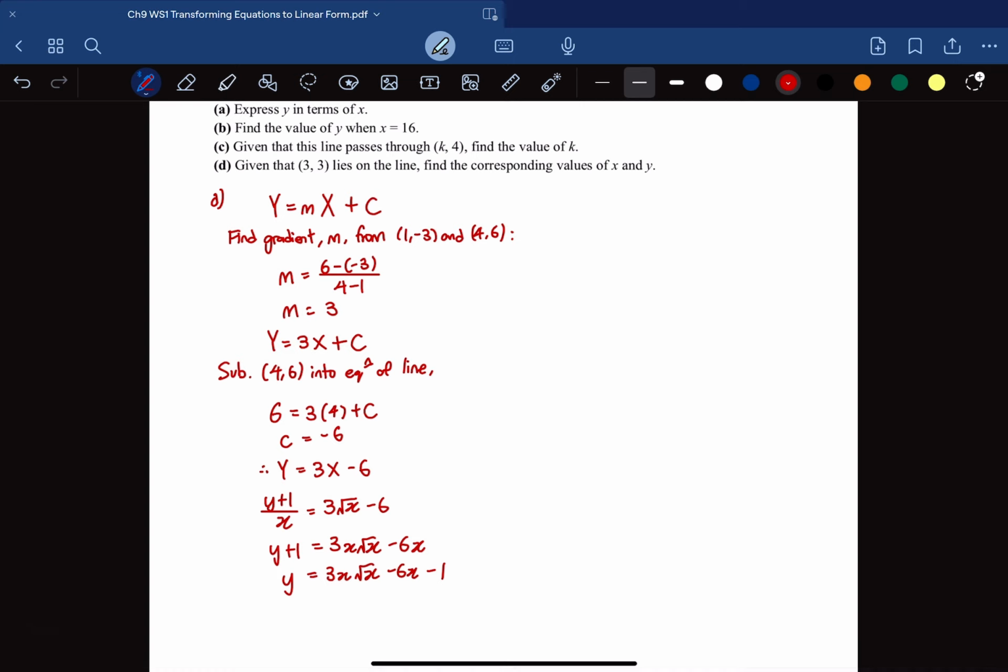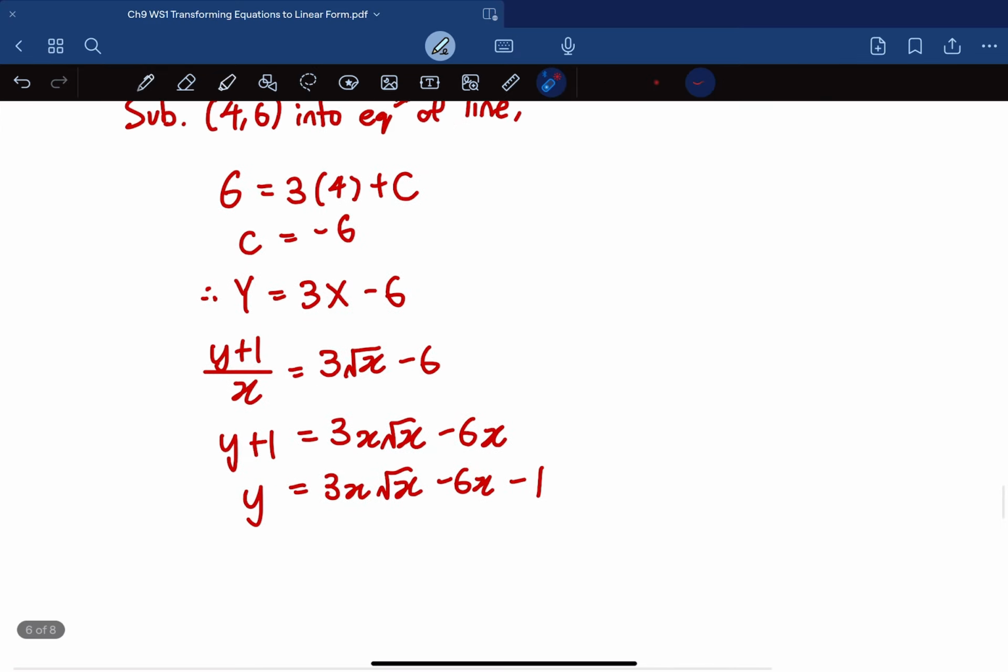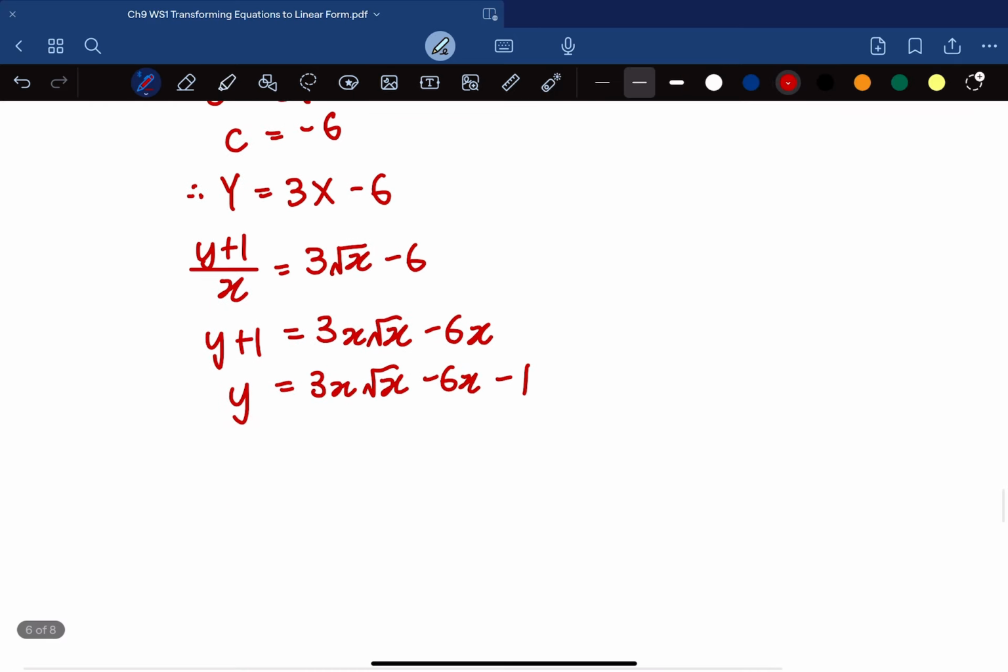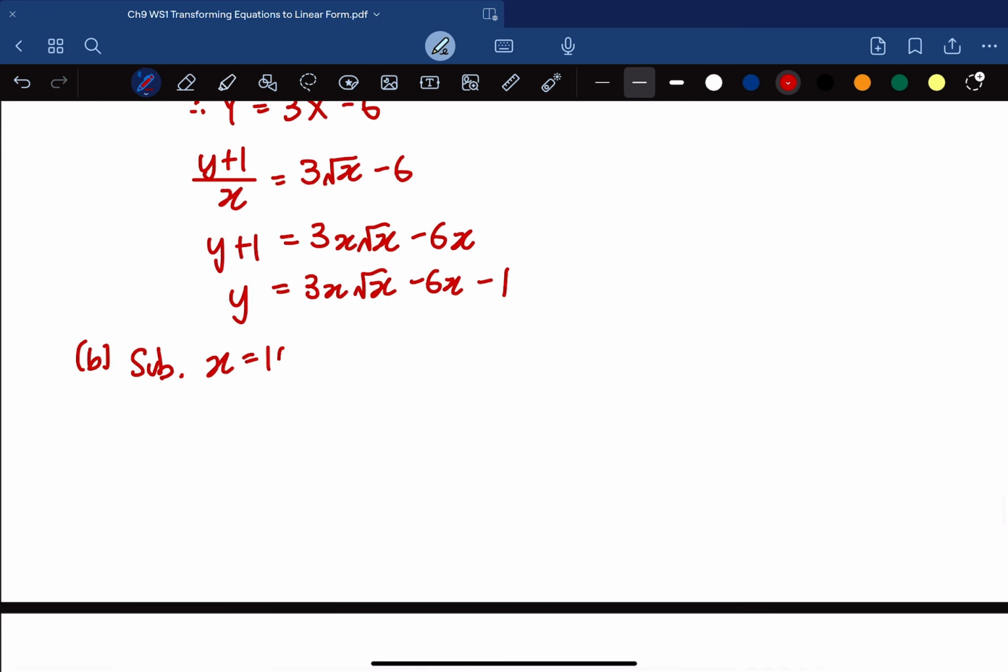Then the next part, part B, find the value of y when x is equal to 16. In this case over here, note that this is y, so I just need to sub for part B. Sub x equals 16 into the equation of the line.